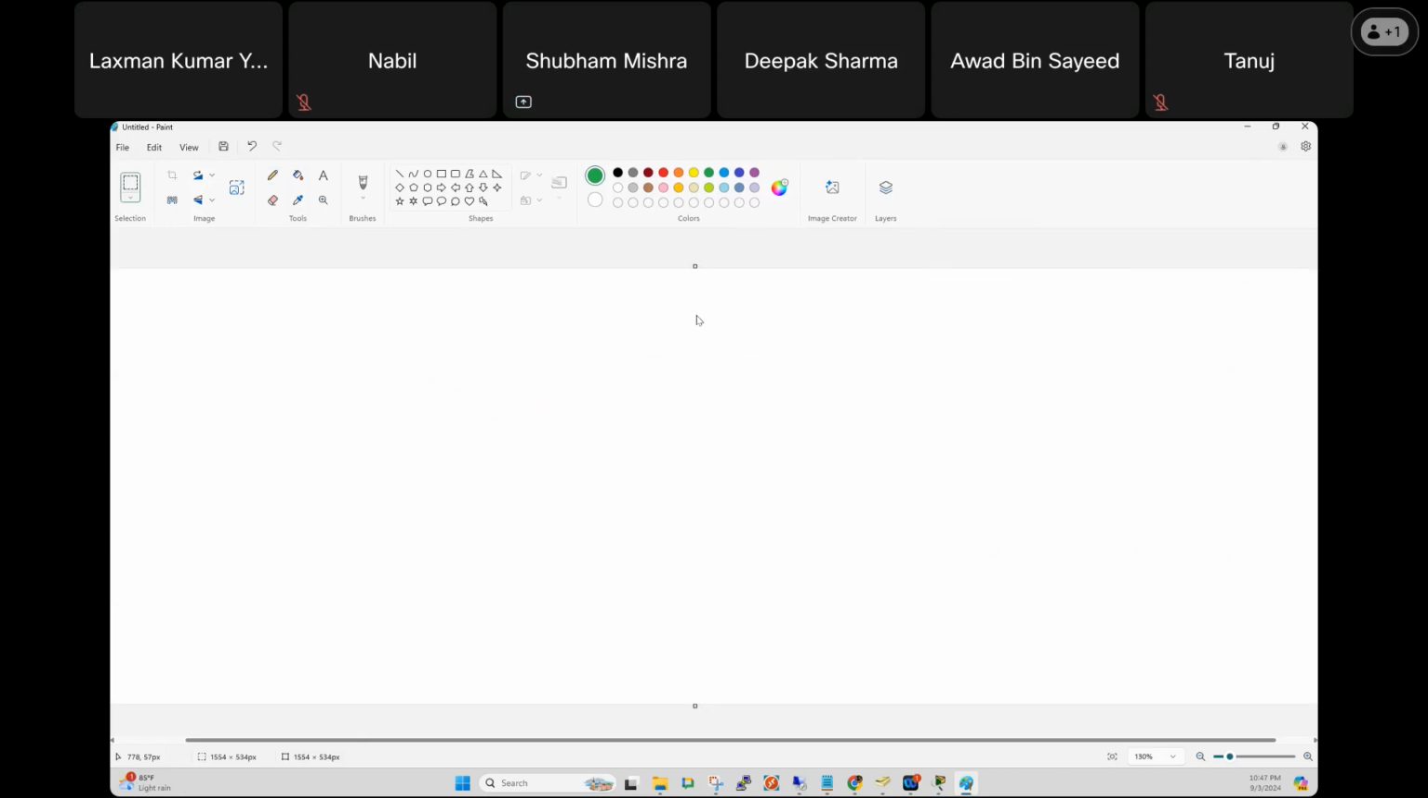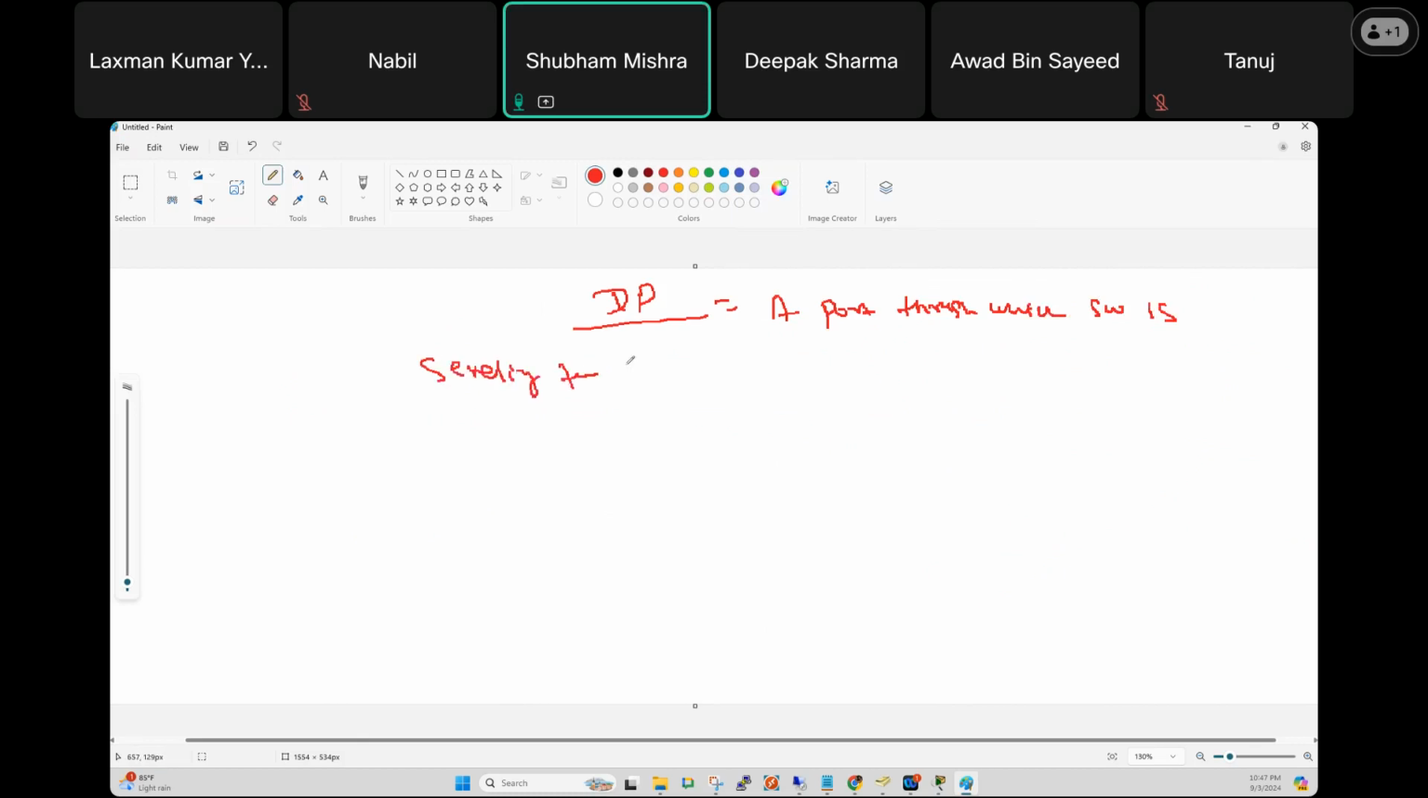Now the next one is designated port. DP port means you guys can write the definition. A port through which a switch is sending the better BPDU is called designated port. A port through which switch is sending the better BPDU, that port is called designated port. Understand?